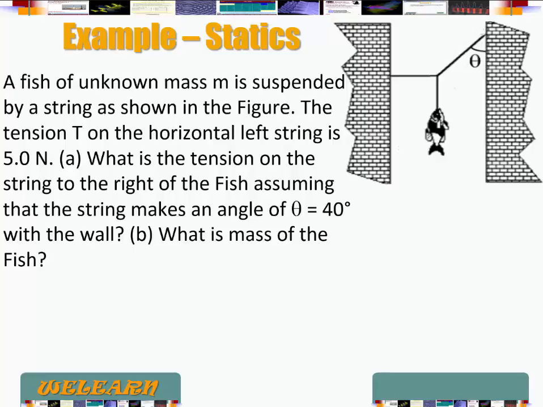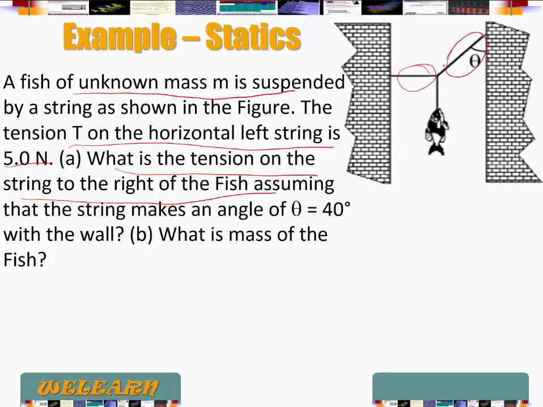In this example, we are given a fish of an unknown mass that is suspended by strings as shown in this figure. So we have 3 strings, 1, 2, 3. The tension T on the horizontal left string is 5 newtons. So they tell us the tension here is 5 newtons. And they're asking us what is the tension on the string to the right of the fish.